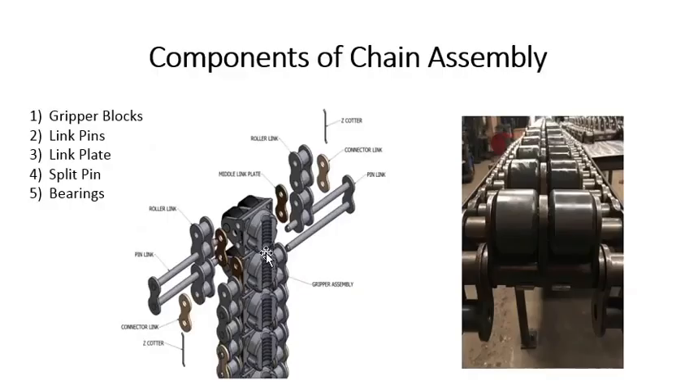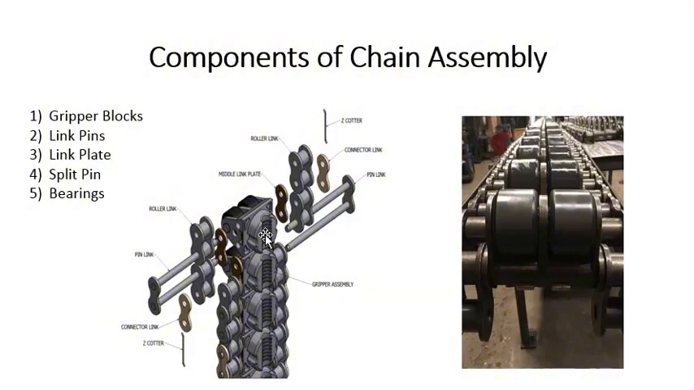The size of the gripper block varies as we vary the size of the coil tubing pipe. Like if we are using 1.5 inch coil tubing pipe, then the size will be 1.5 inch, and if we are using 1.75, then the size will be 1.75, and so on.